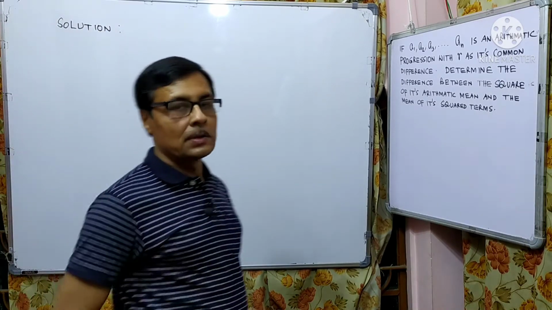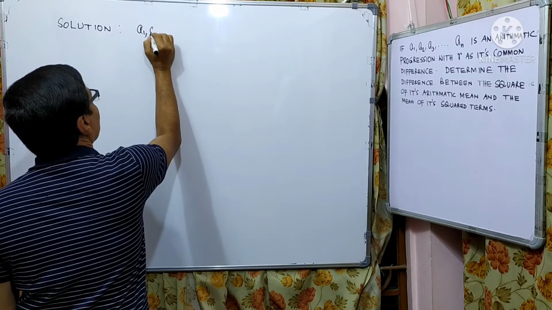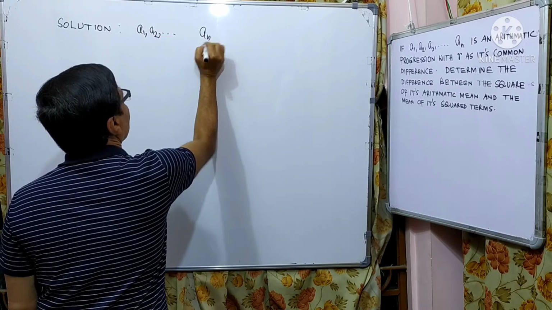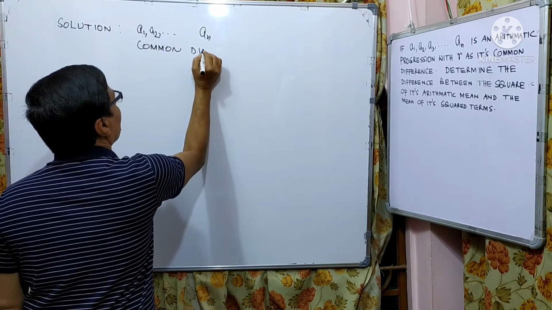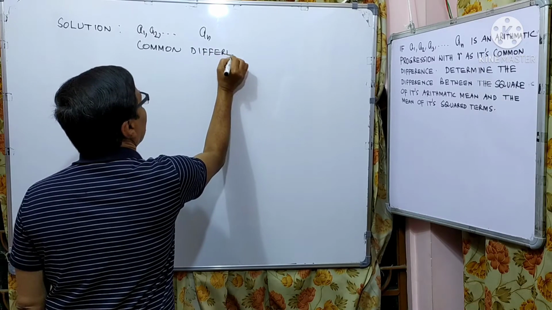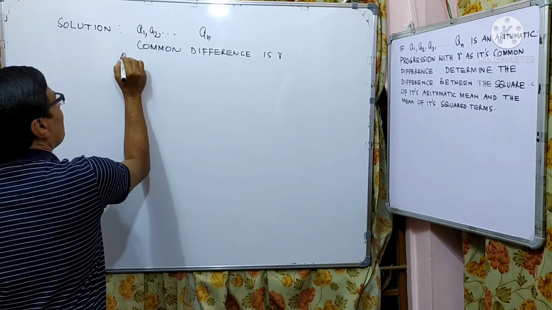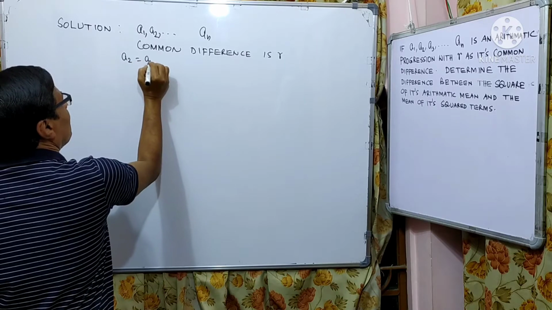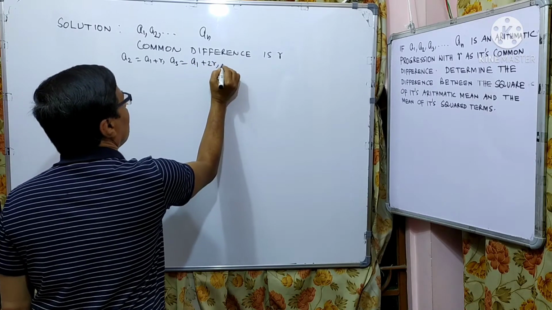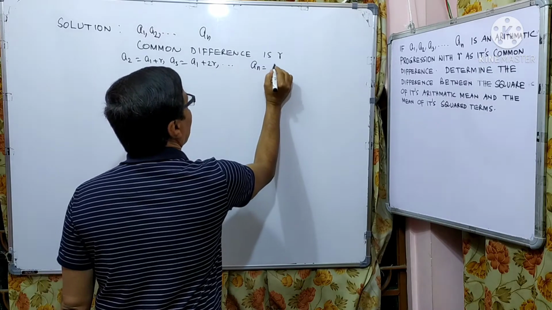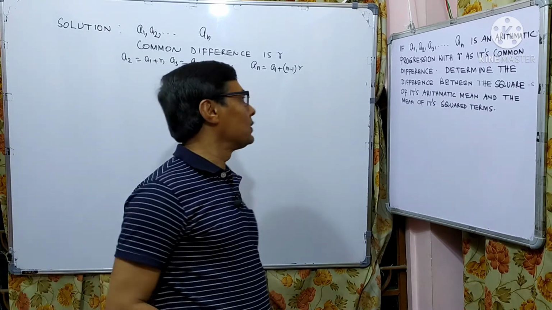Here the arithmetic progression is a1, a2, a3, ... an. Here the common difference is r, that is a2 equals a1 plus r, a3 equals a1 plus 2r, and so on, an equals a1 plus n minus 1 into r. This is the last term of this arithmetic progression.